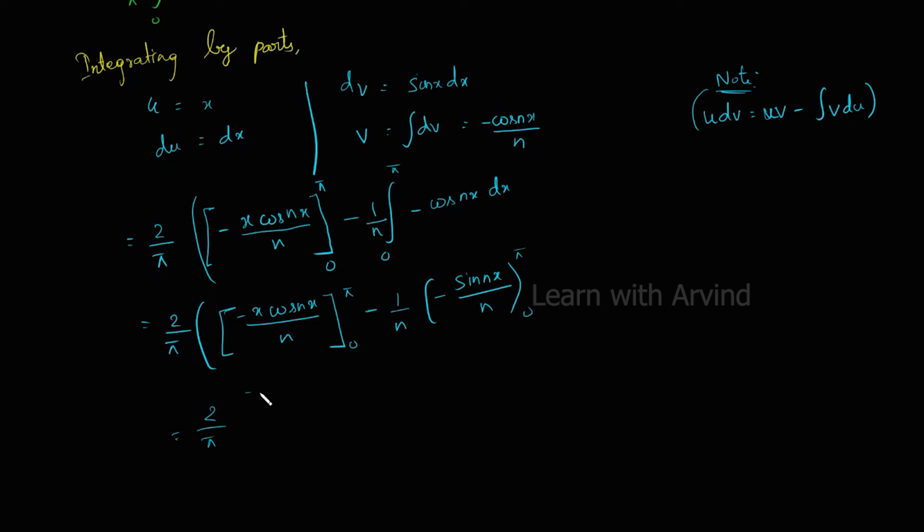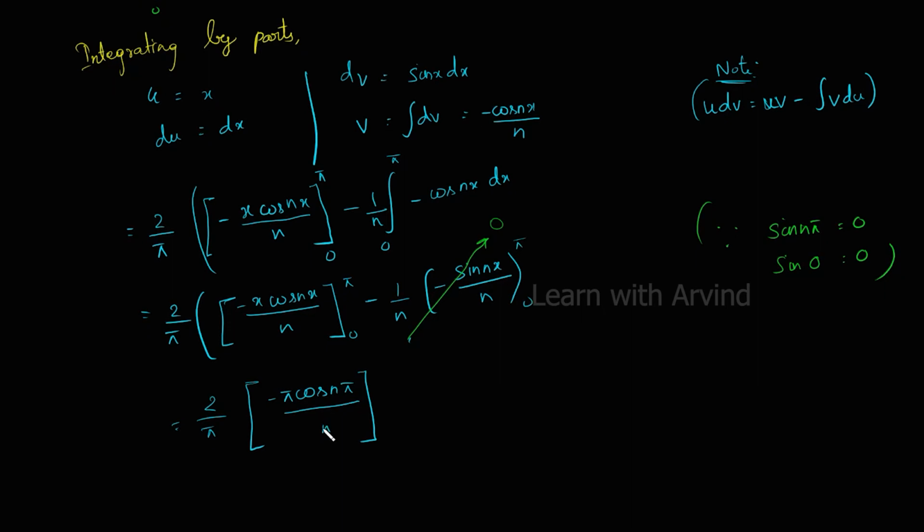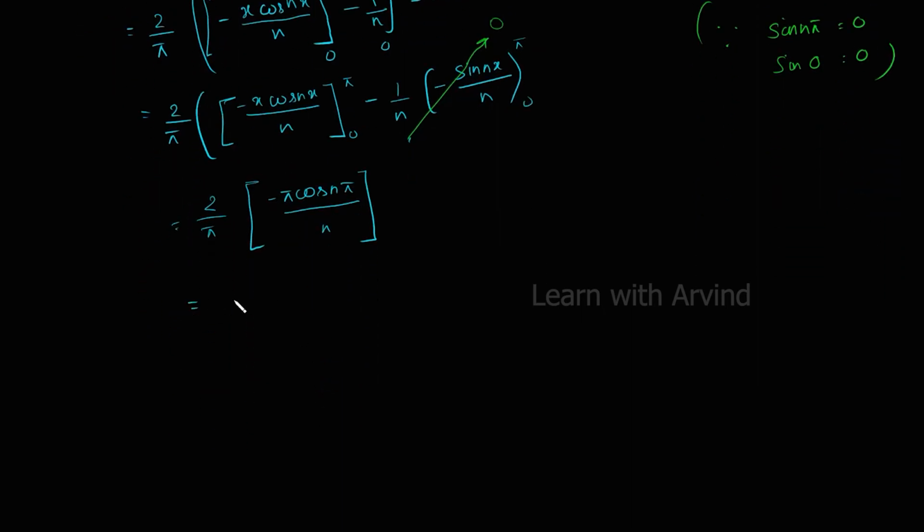2 by pi. Now when we are substituting the limit pi and 0, sin n pi and sin 0 is equal to 0. Therefore this term would get vanished. Now substituting the values, we will be getting minus pi cos n pi divided by n, and while we are putting 0, this term does not exist, and therefore while continuing we will be getting minus 2 pi cos n pi divided by n pi.